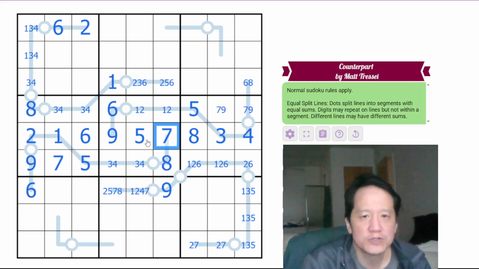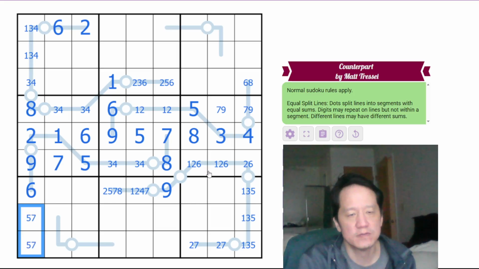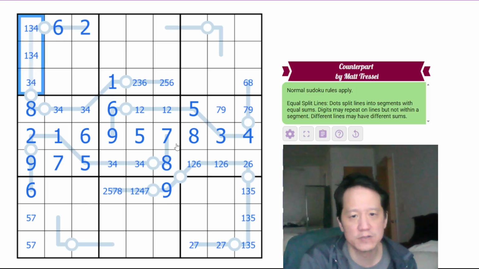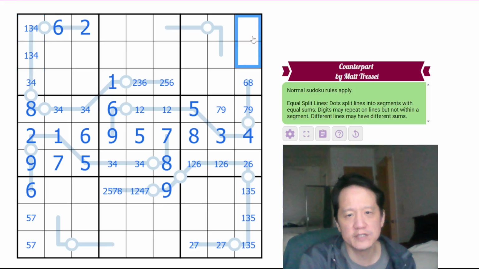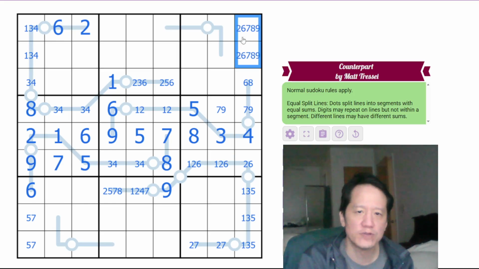Let's see, what else do we have? The remaining digits here are 5 and 7, because we have a 1, 3, 4 triplet. The remaining digits here are kind of varied. It could be 2, 6, 7, 8, and 9. This can't be 2 or 6 because of the 6, 2 here.